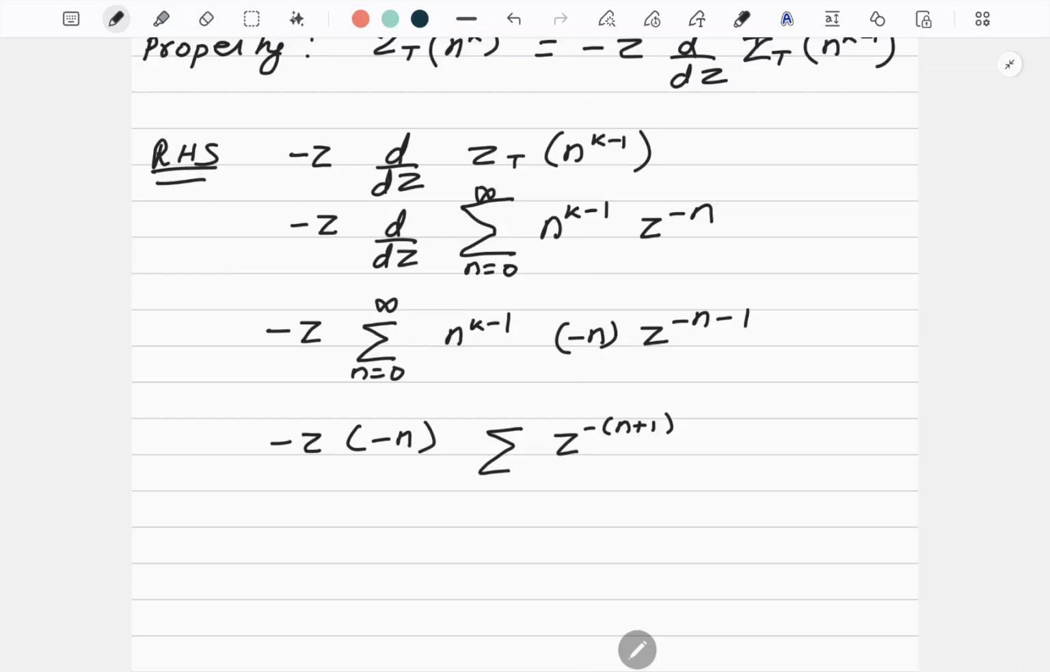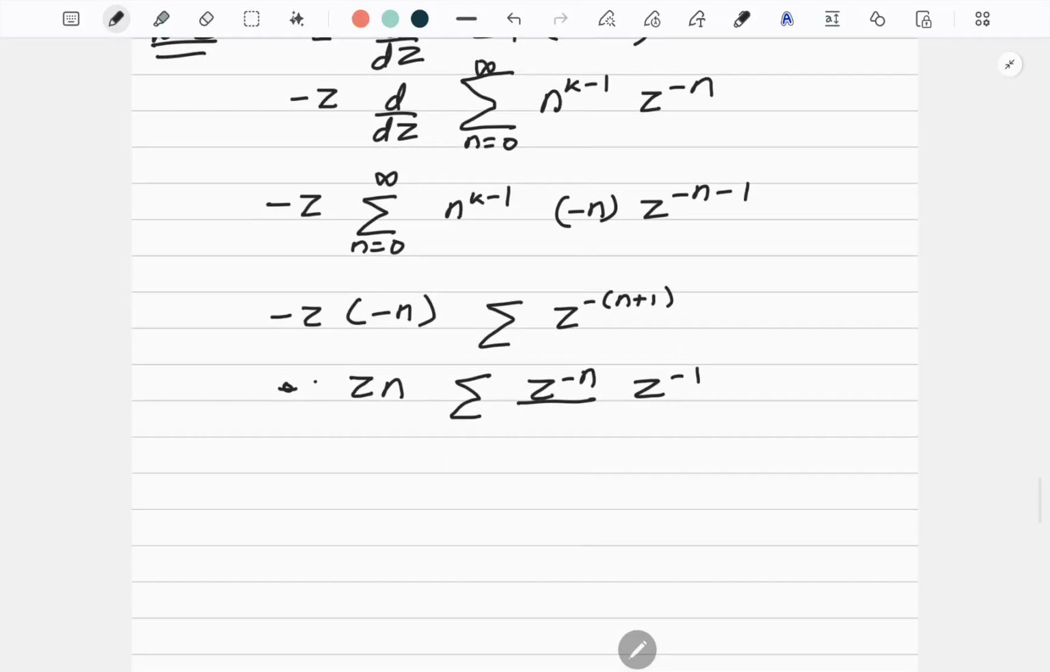Okay. Now what I am going to do here, this term I can break it like this. Minus minus plus. So z n summation z to the power minus n upon z to the power minus 1. Let me do this one step more for you. N is equal to 0 to infinity, always you should write. So here z into n, summation 1 upon z to the power n, 1 upon z. Now this z and this z get cancelled because the summation is for n.